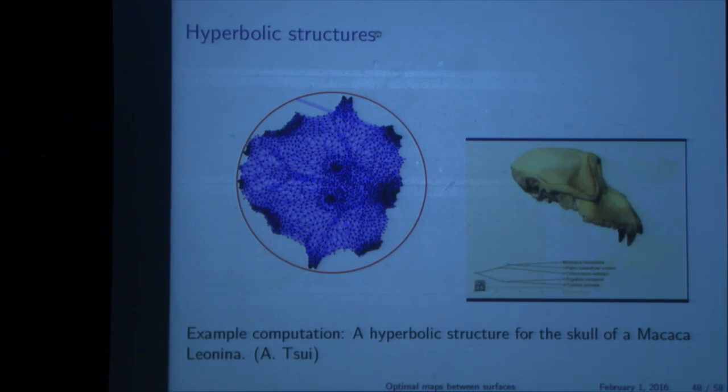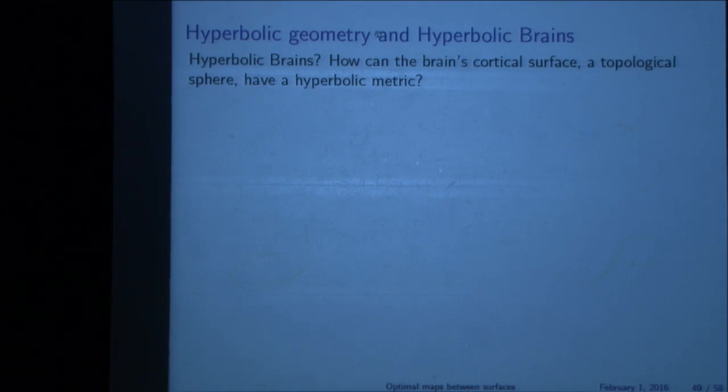So this was triangulated with 30 or 40,000 triangles, and then a hyperbolic structure was computed, which was conformally equivalent, and then it was laid down in the hyperbolic plane here. The two dark spots here in the middle would correspond to the two teeth, actually. So we did some work on applying this to brain surfaces.